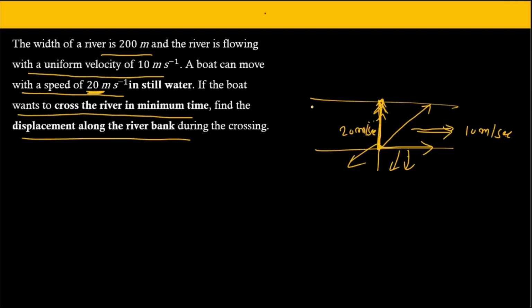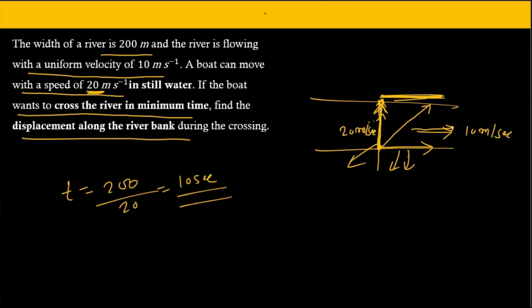The width is given, 200 meter. Yeah. So time taken to cross is 200 by 20. So that is your 10 seconds. So in 10 seconds it will cross. And by that time, how much horizontally it has moved? So find the displacement along the river bank. So along the river bank, it has got displaced. Why? Because river water is propelling it with velocity this much. So distance by which it will get shifted is velocity in horizontal direction times time taken, and that is your 100 meter. Okay, so this is going to be your answer.